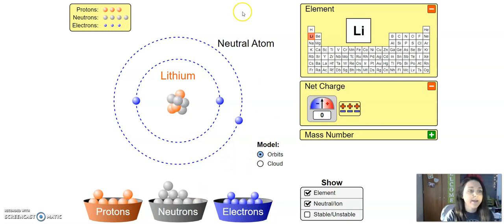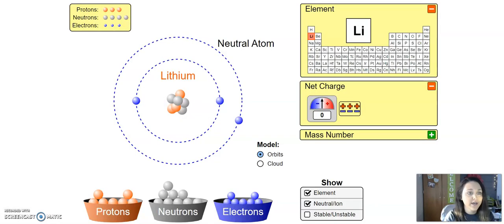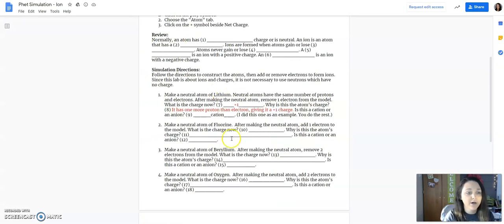Okay. Now, the first thing it wants you to do, it says we are going to remove 1 electron. What is the charge now? So if I remove 1 electron from my outer shell, look, see the outer shell is not full. If I remove 1 electron, now we have a full shell to look at. And because I lost 1 negative, I am now positive. My atom is now positive. Okay? So the charge is now positive 1.